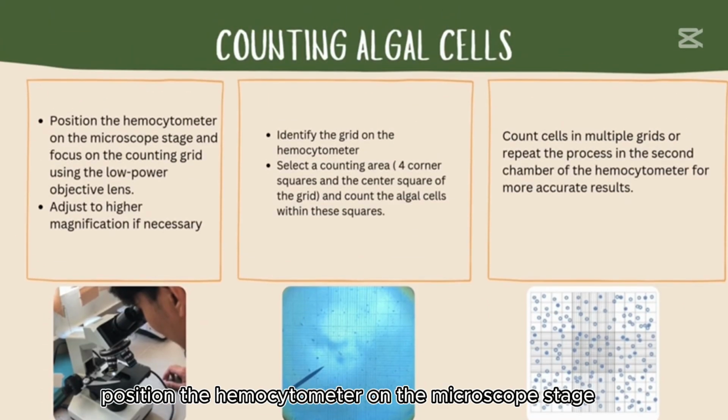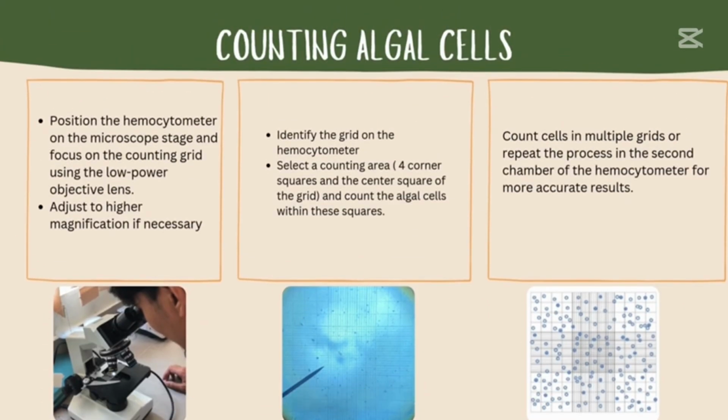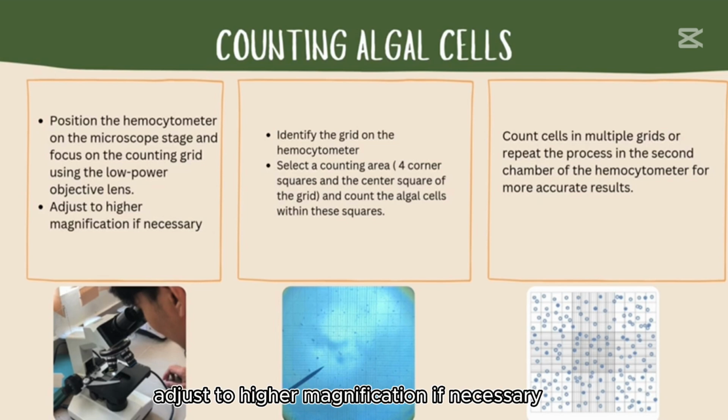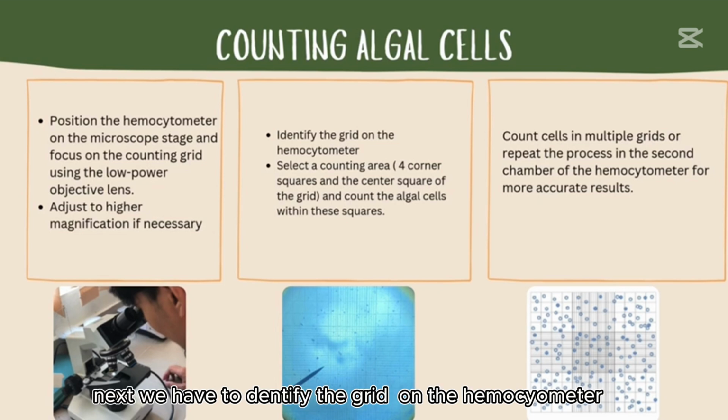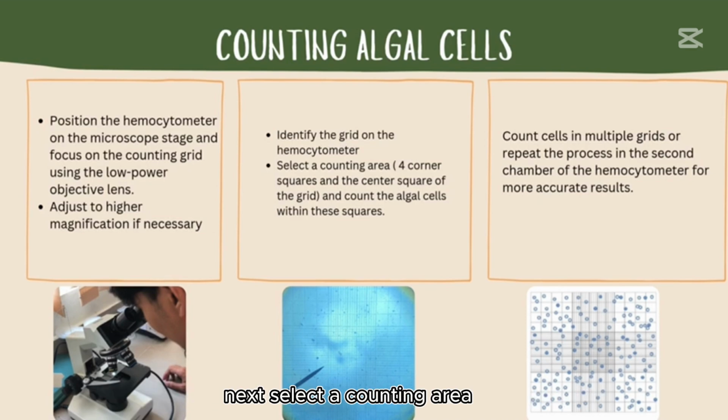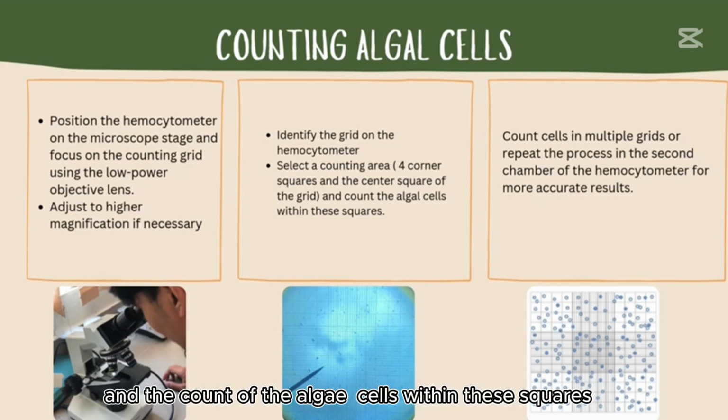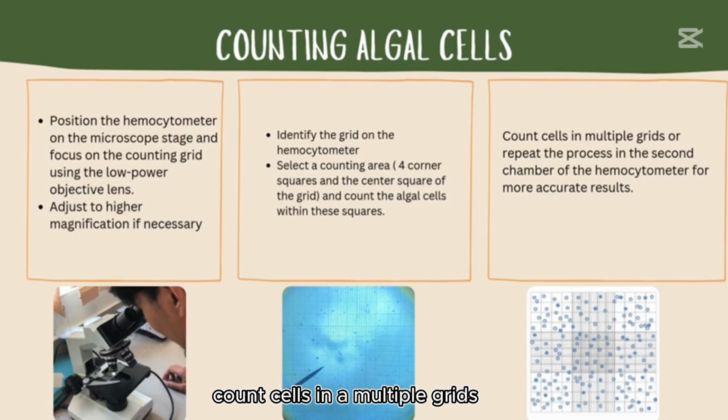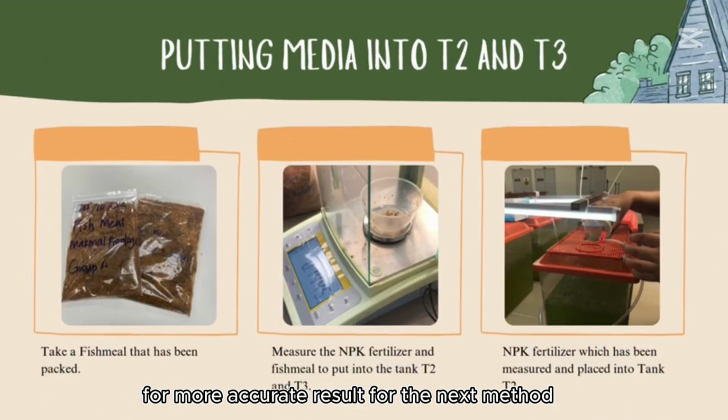Position the hemocytometer on the microscope stage and focus on the counting grid using the low-power objective lens. Adjust to higher magnification if necessary. Next, we have to identify the grid on the hemocytometer. Next, select a counting area, the 4 corner squares and the center square of the grid, and count the algal cells within the squares. Count cells in multiple grids or repeat the process in the second chamber of the hemocytometer for a more accurate result. For the next method, putting media into treatment 2 and treatment 3.